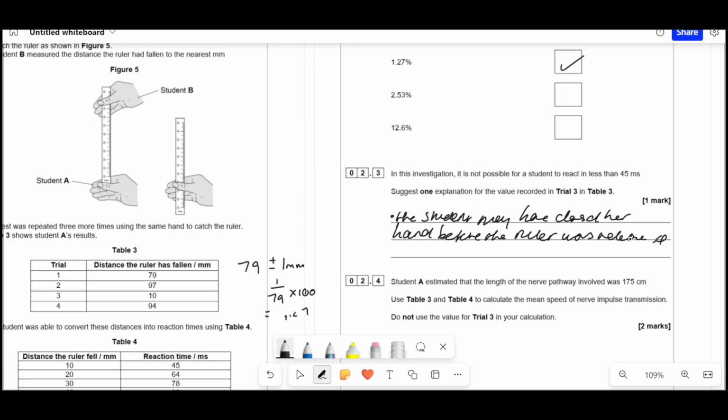Additionally, you could say things like, first of all, they're holding it, so it could have stuck to their skin. It could be that it didn't fall vertically. It might have smacked the side of their head or something. Things like that as well. But I think that's a good one.